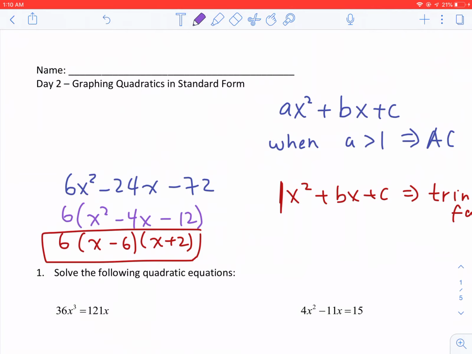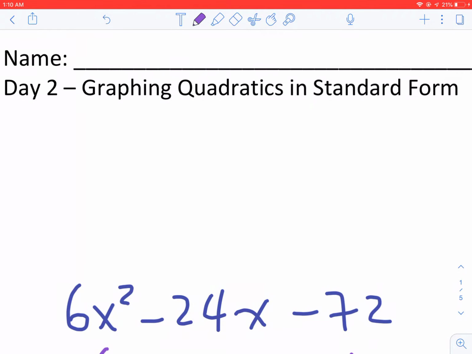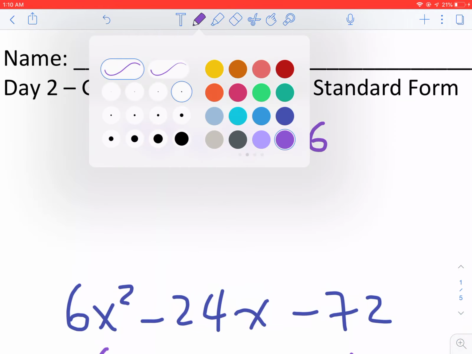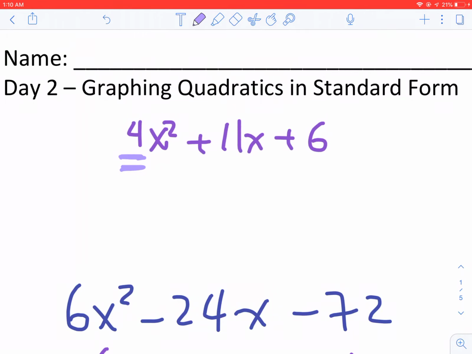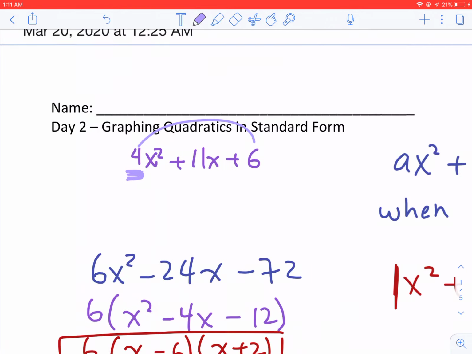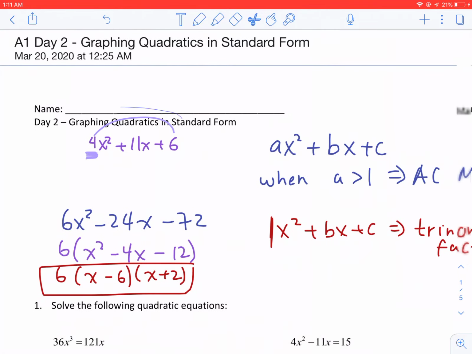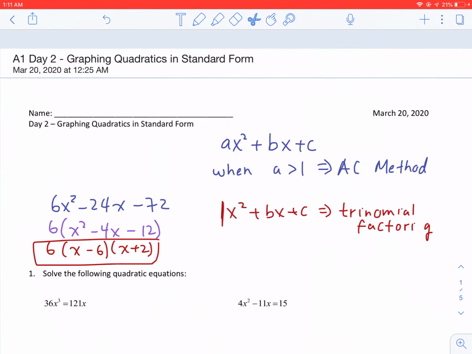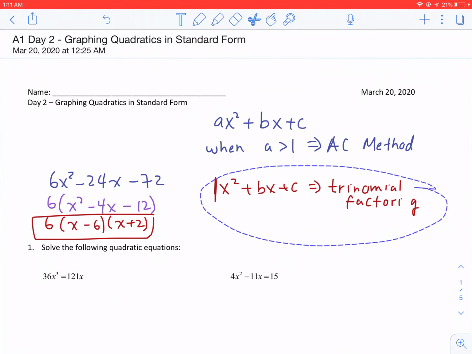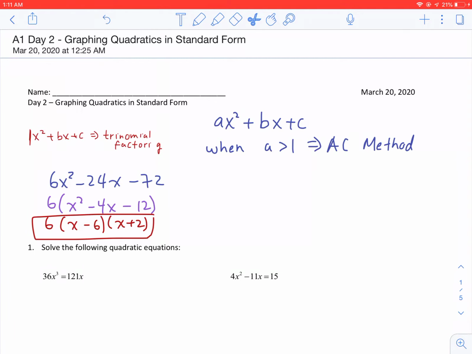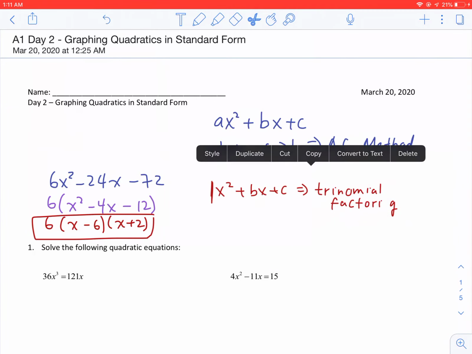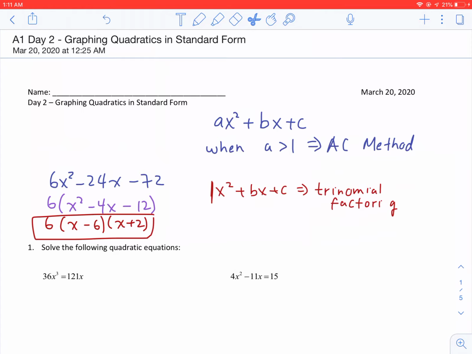So that was an example where you don't need AC method, whereas something like 4x squared plus 11x plus 6, this one has no GCF. So the a value is a 4 and we can't really pull it out. So this one you do need to do 4 times 6 and follow the AC method. So just a quick reminder that yes, we can still factor trinomials like this when the a value is equal to 1, but also more importantly, make sure you're always looking for that GCF. Alright?